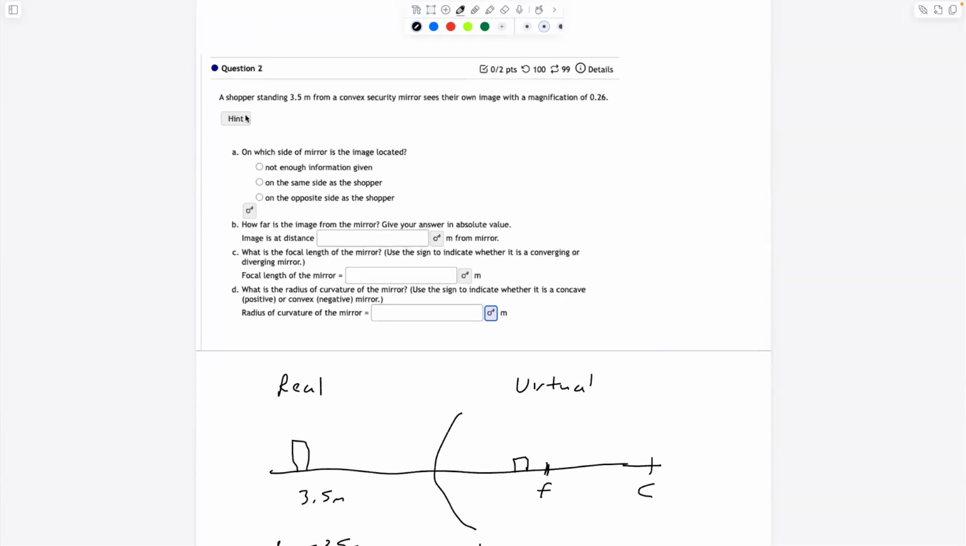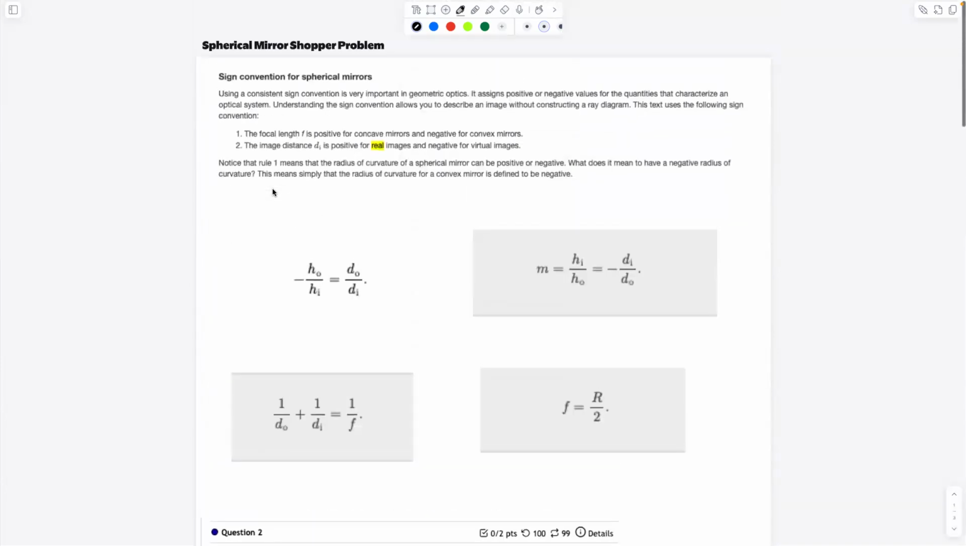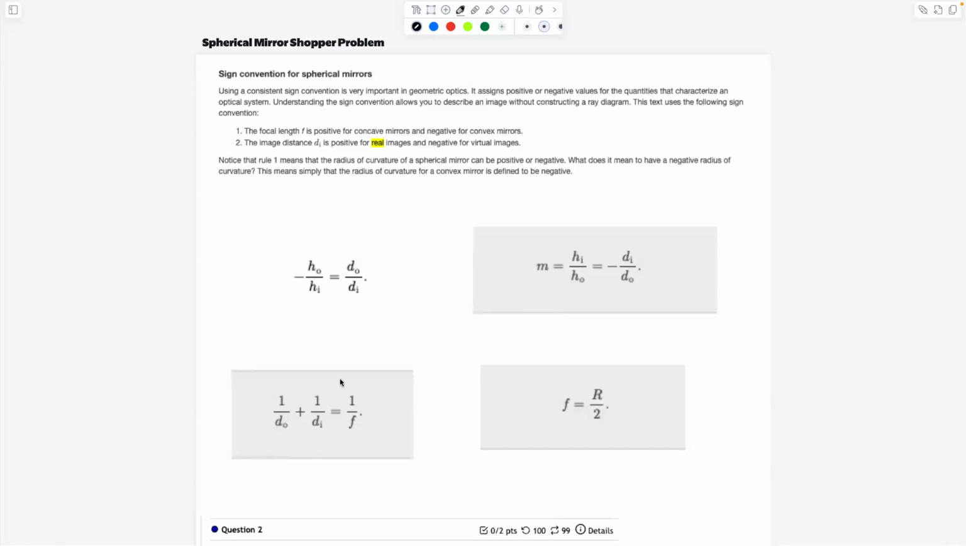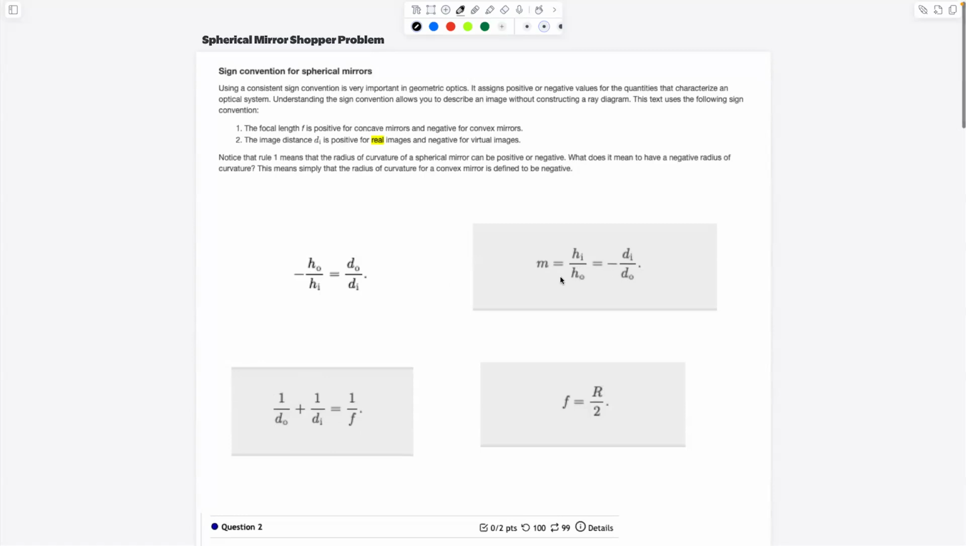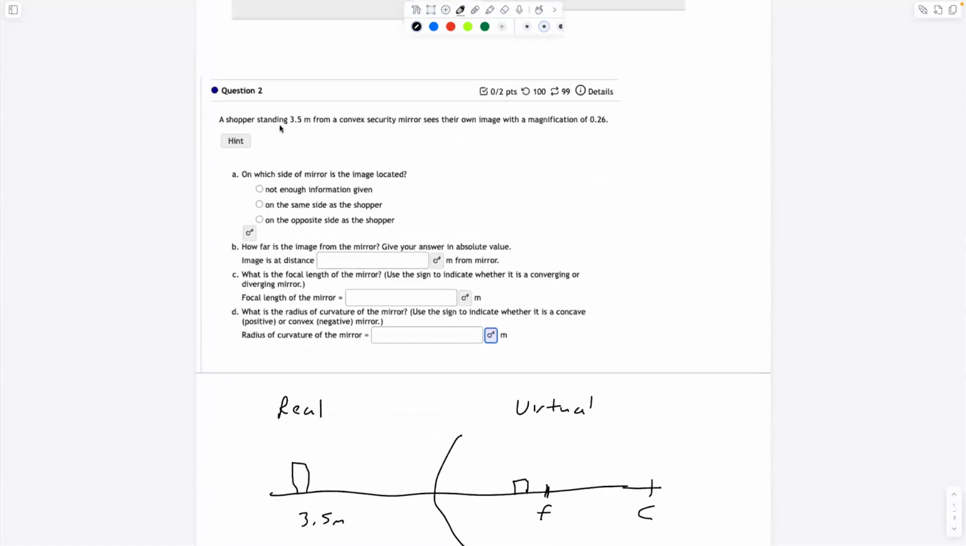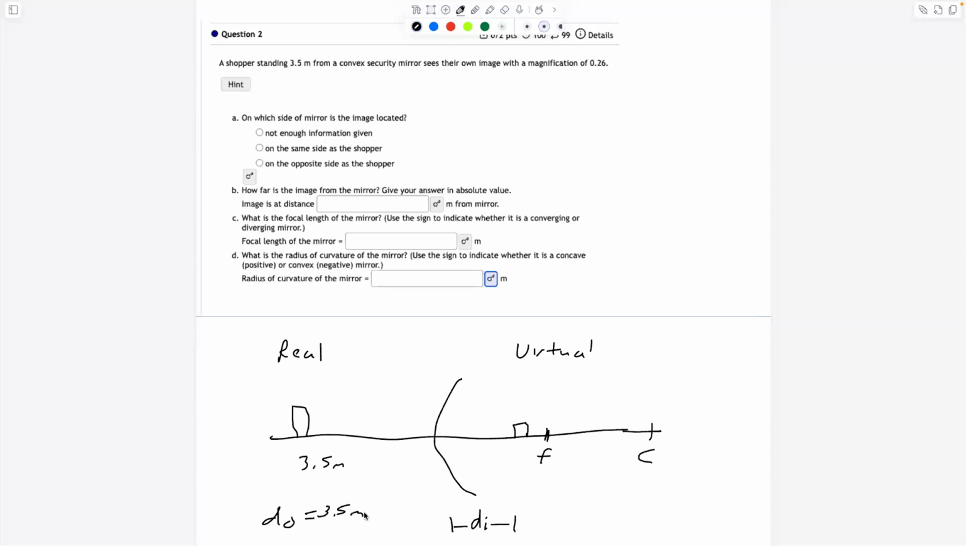Okay, so here's our question, and here are all of our formulas. Here's our mirror equation. Here's the relationship between the heights and the distances, and then the magnification. Notice that the magnification formula has this extra negative built in where we're relating the distances. Okay, so we've got a shopper standing 3.5 meters from a convex mirror. So DO is 3.5 meters. And we're told the magnification.